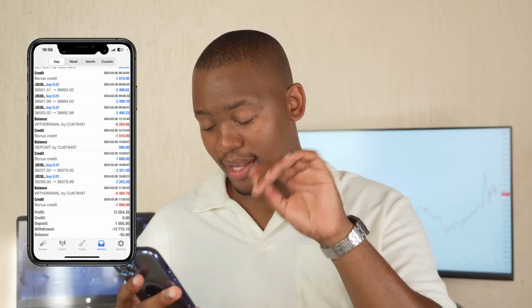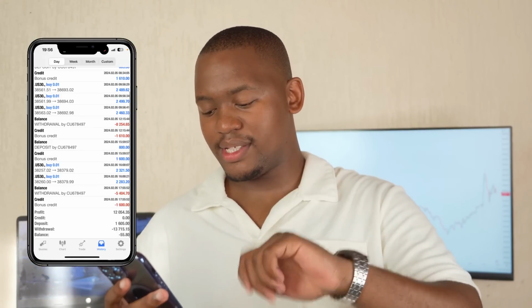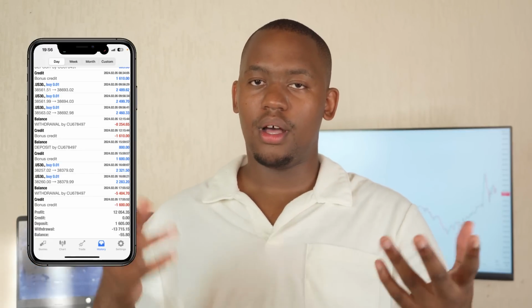which is 12,054 Rand and 35 cents. And then the overall withdrawal for the day was 13,715 Rand, which is basically including the deposit, right? So let's get into a breakdown on the charts, and let me show you how I was able to identify these trading setups.